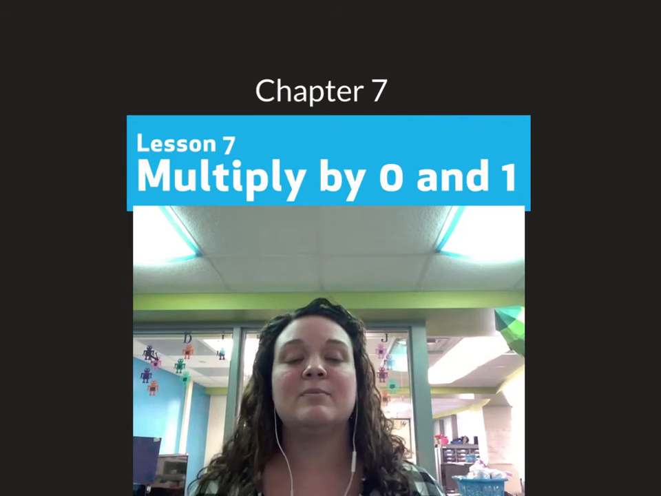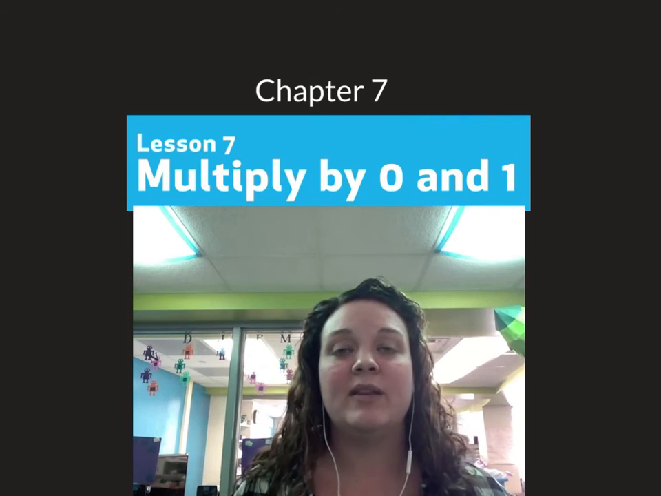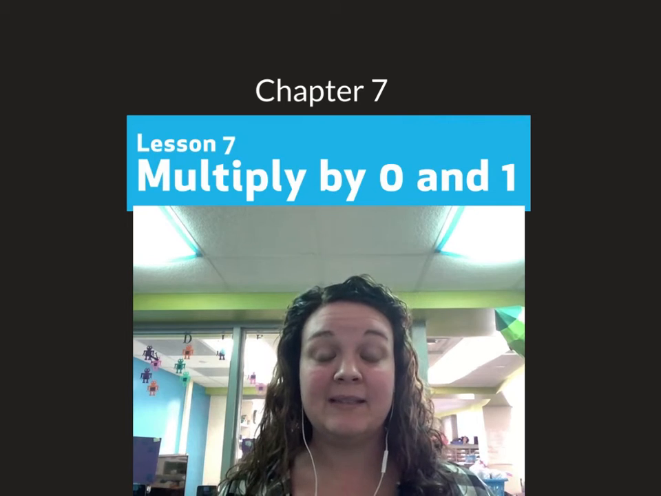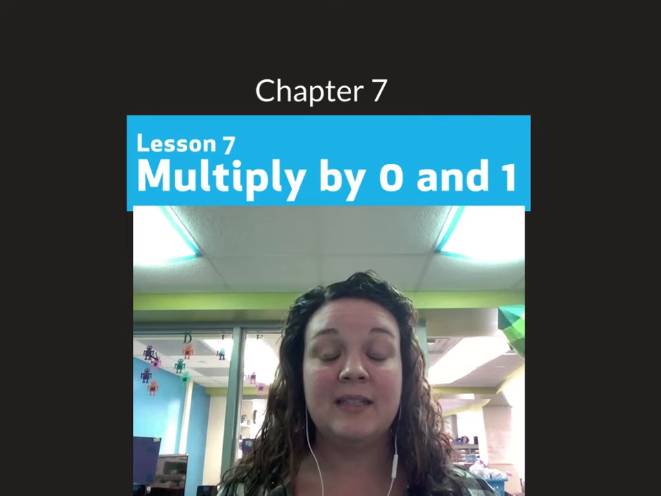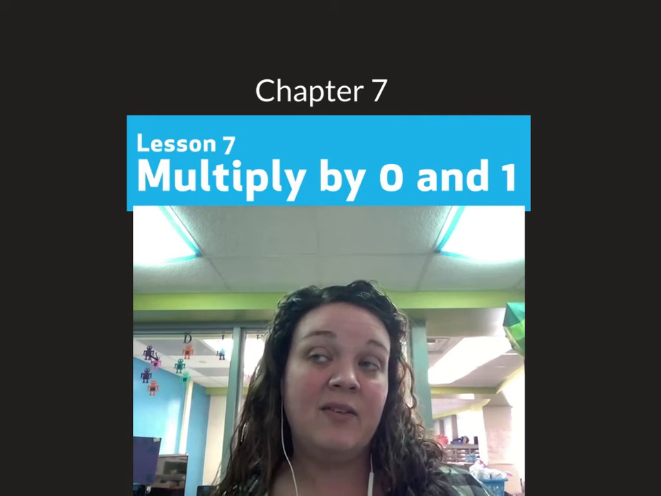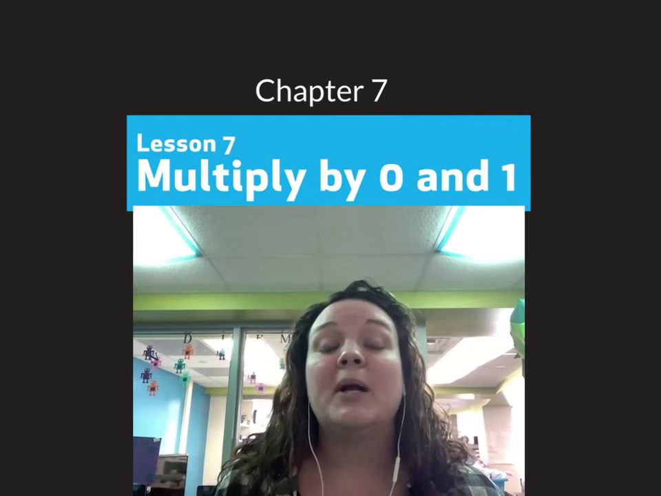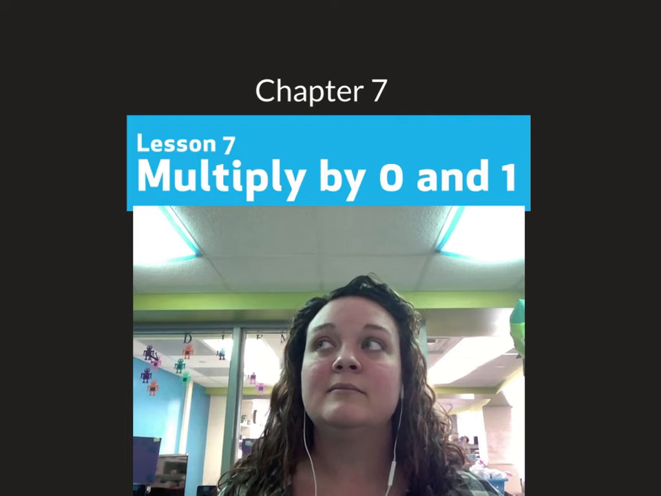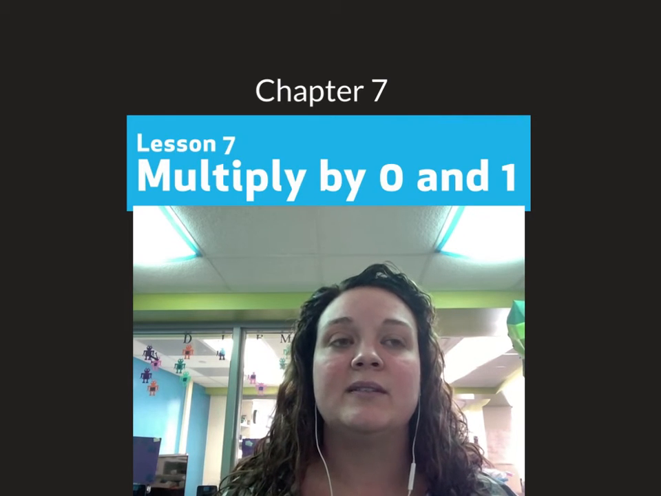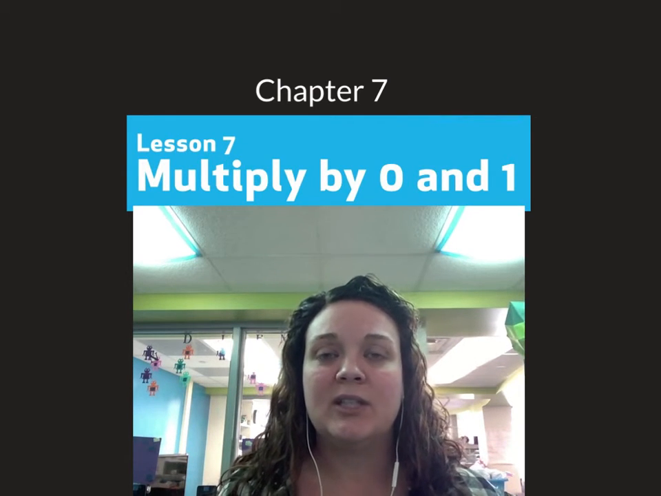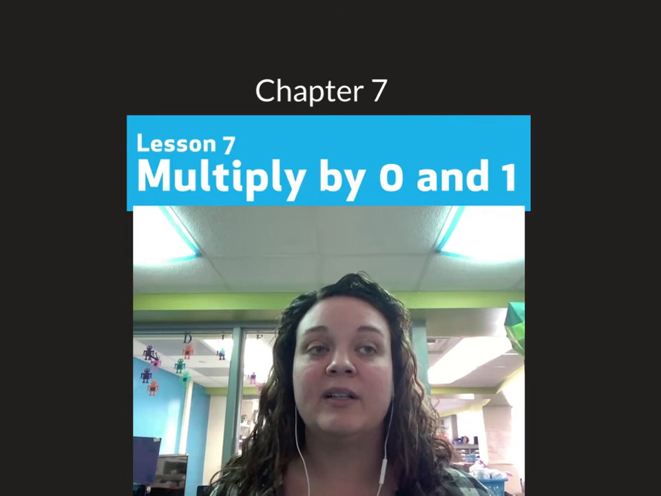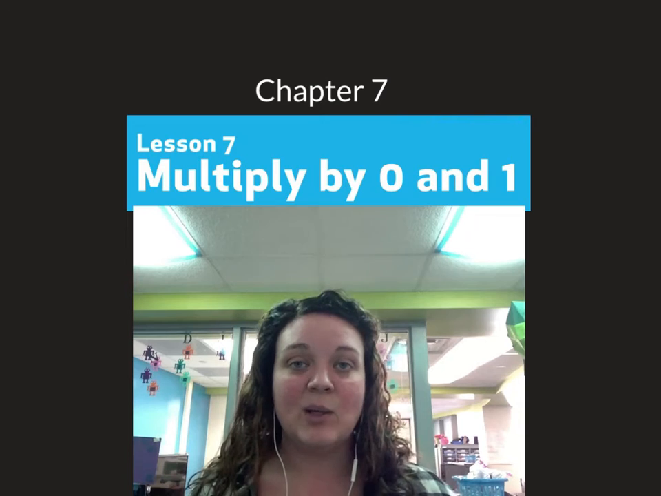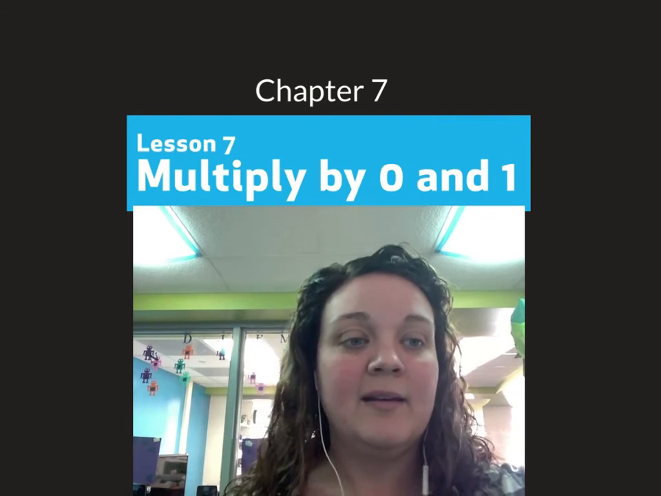Today we're going to look at the special properties with multiplying zeros and ones. So we have some new properties to add to our list with associative, grouping, commutative, flip-flop, and I think those are the two that we've focused on. So we're going to look at those two, and we're going to add some new properties to our multiplication property list. So let's dig right in.